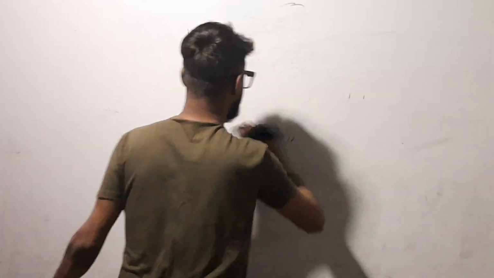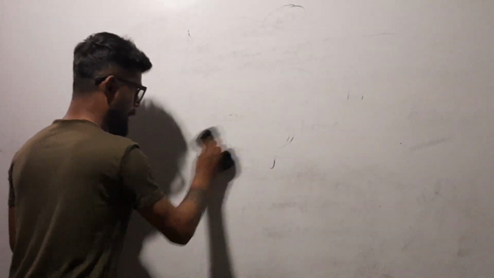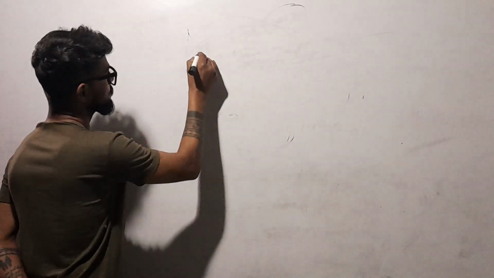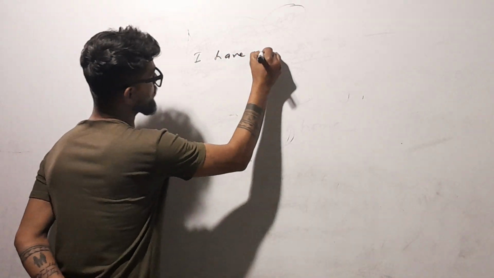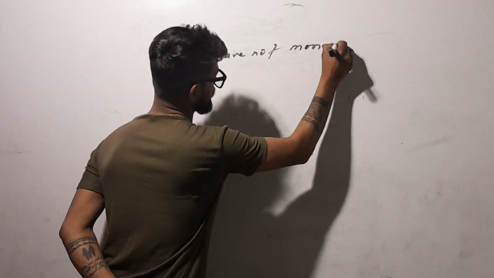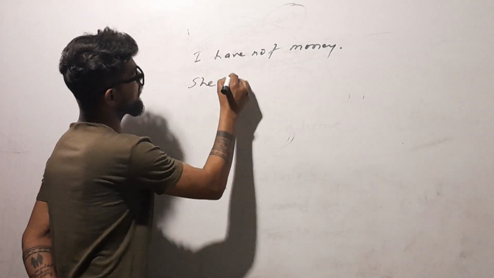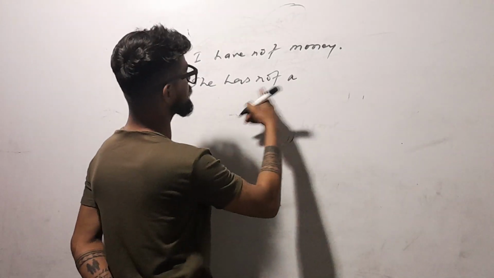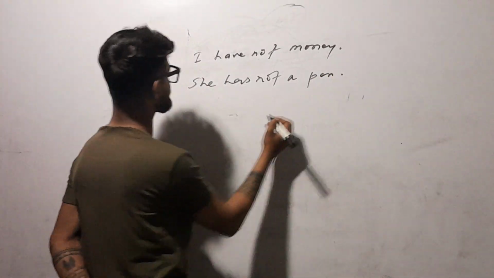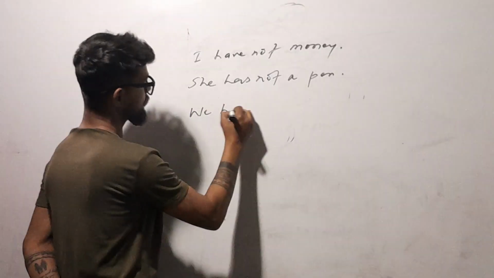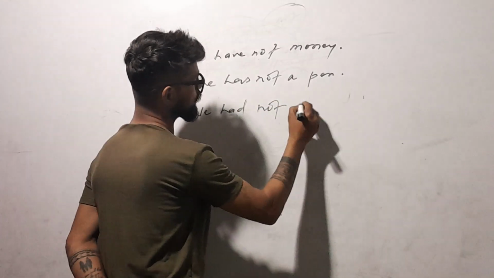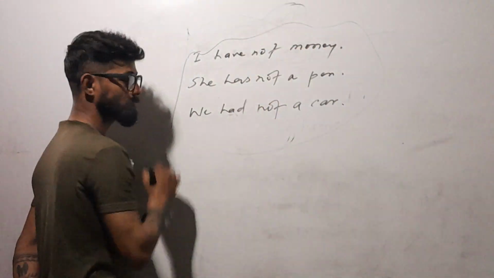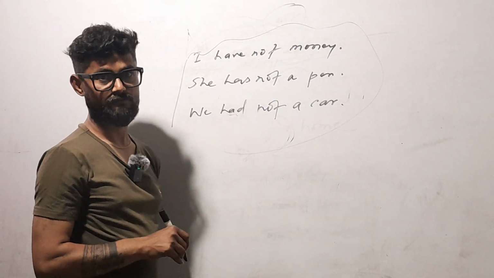Now we are making mistakes. You know where? Here. I have not money. She has not a pen. We had not a car. Here we often make mistakes.